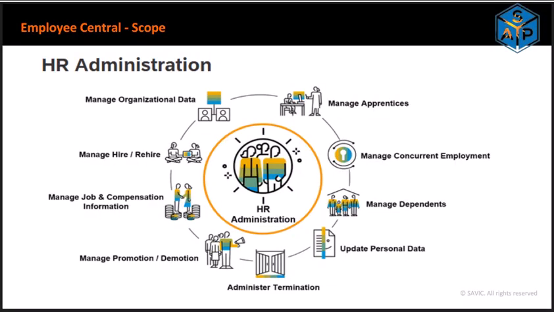Now we'll see the different scope we have in the Employee Central module. First is manage organization data, where we manage all organization data information. This includes the legal entity, which is a company, and if you have one or more than one legal entity, all company or legal entity data will be managed here in organization data.